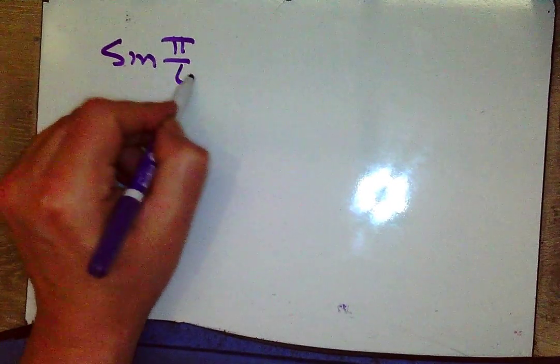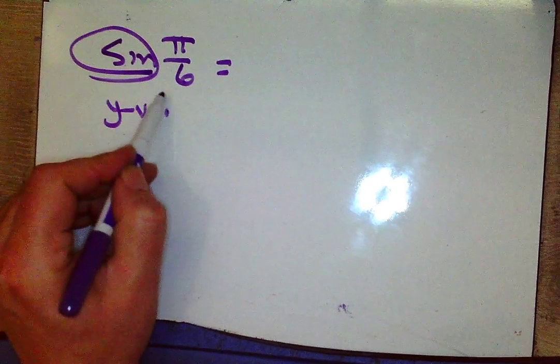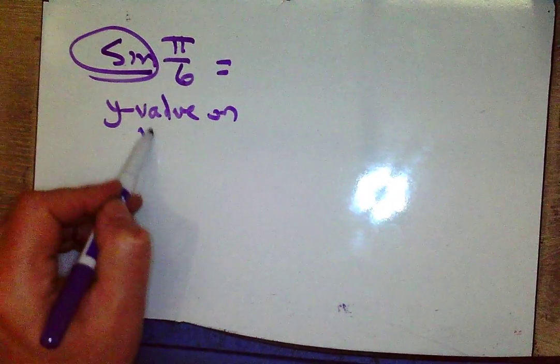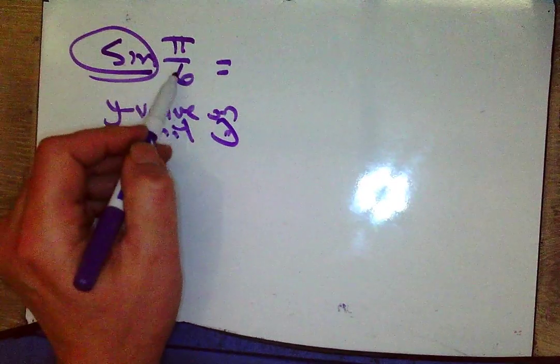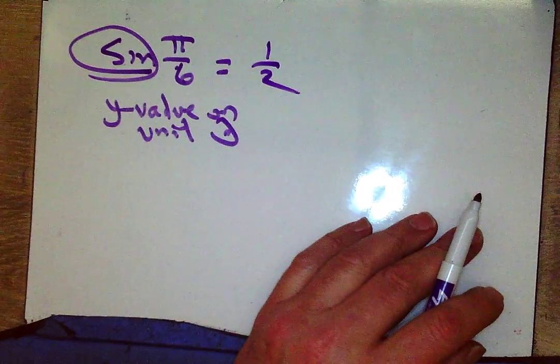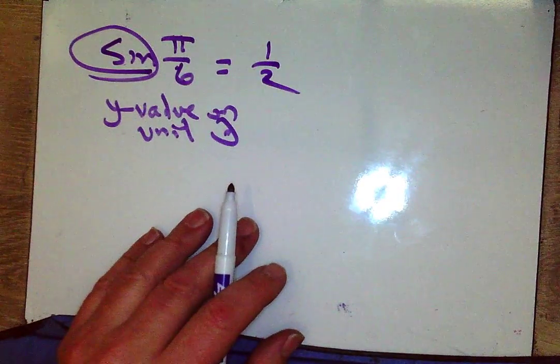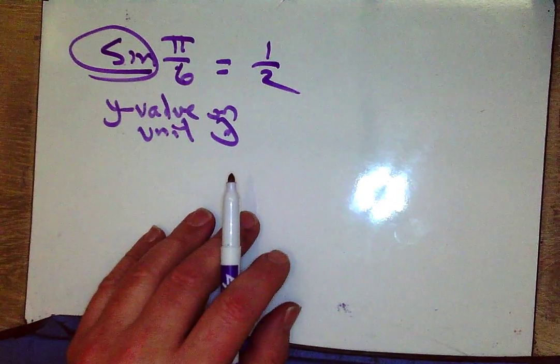Okay, so I want us to now sort of go in this new direction. And this new direction is, you need to be so good at these. Sine of pi over 6. Sine is the y value on the unit circle. And I'm looking for the y value at pi over 6. Okay? So that's probably the process that you're going to go through now.